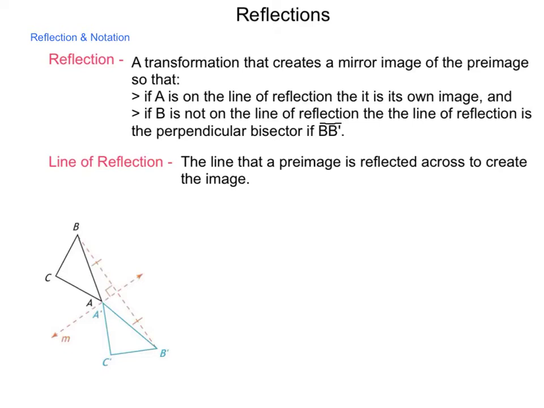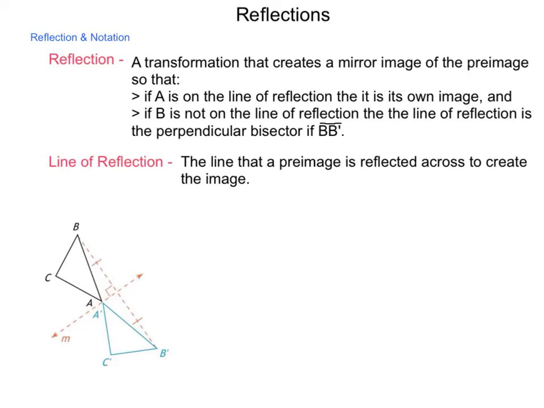So in our diagram below, we can take a look at our preimage, which is in black, and our image, which is in blue. You can see that A sits on the line of reflection, which is M, so A is its own preimage and image. B, however, does not sit on the line of reflection, which is M, so the line segment that runs from B to B prime is bisected as a perpendicular bisector by line M.